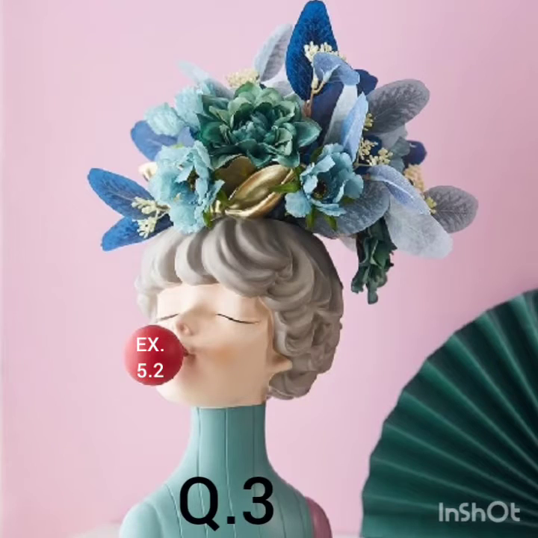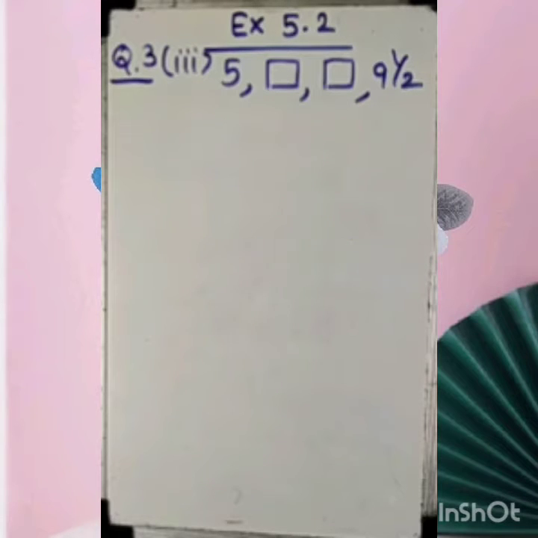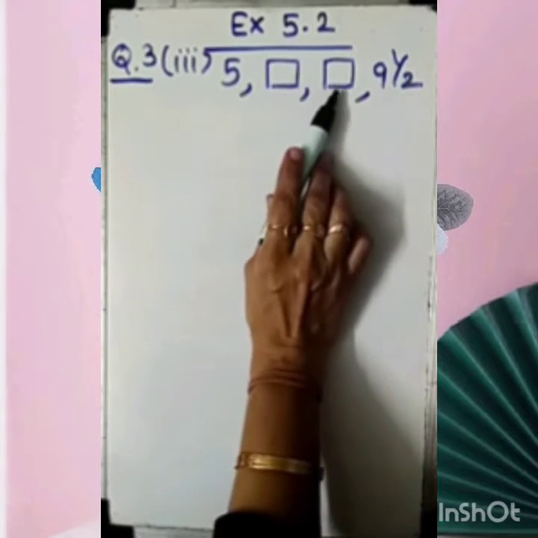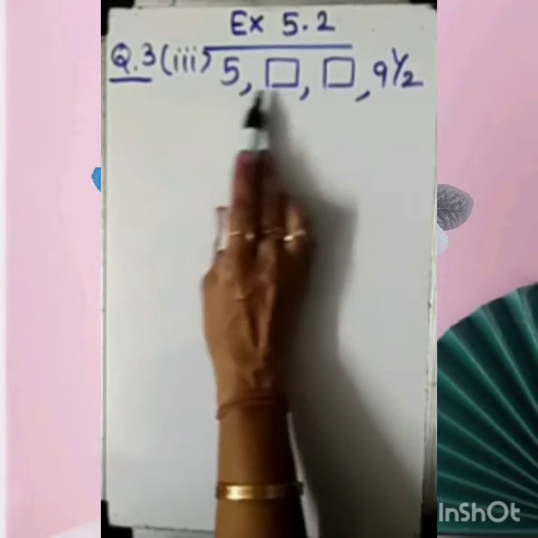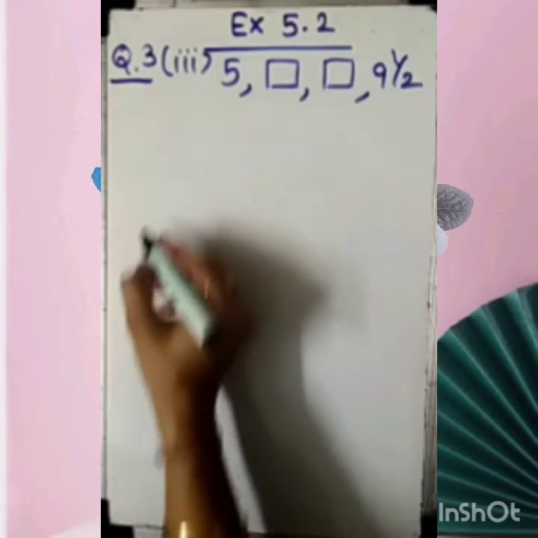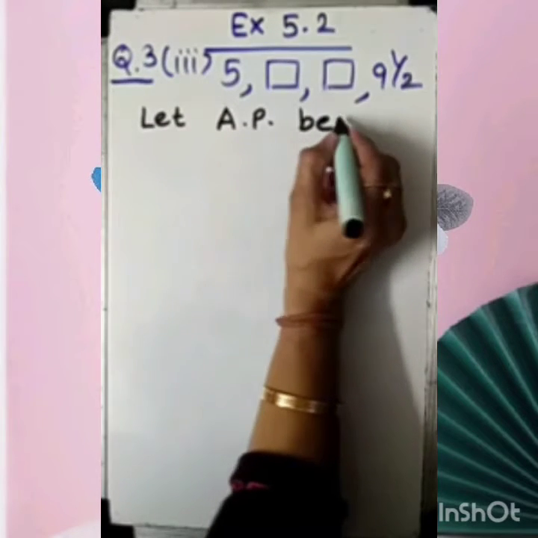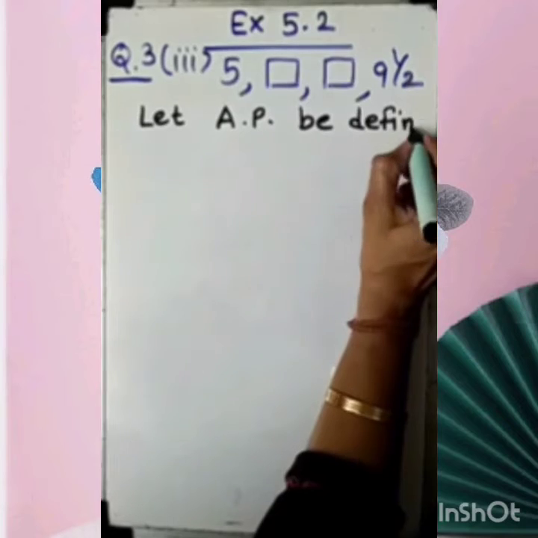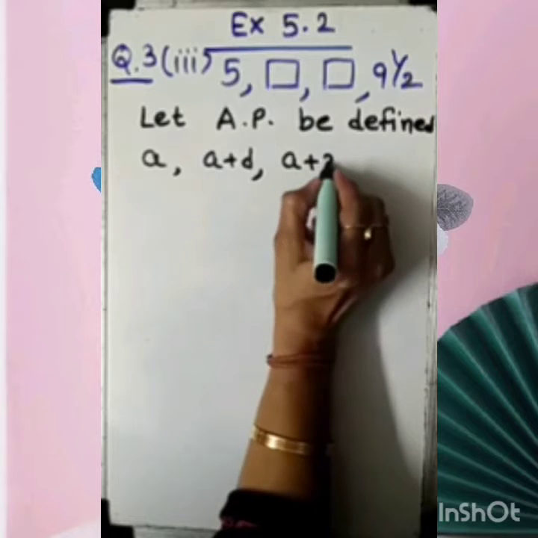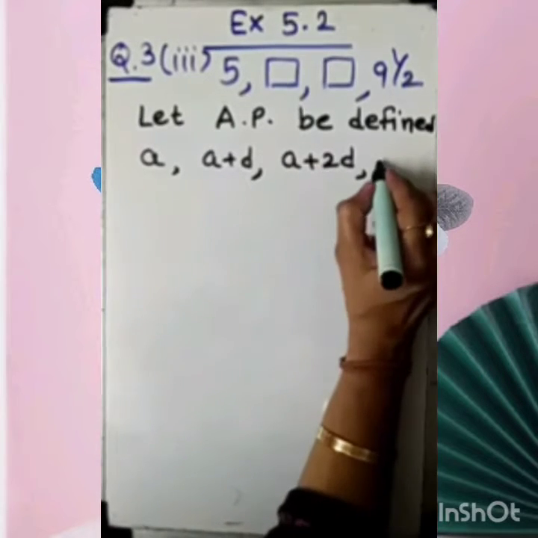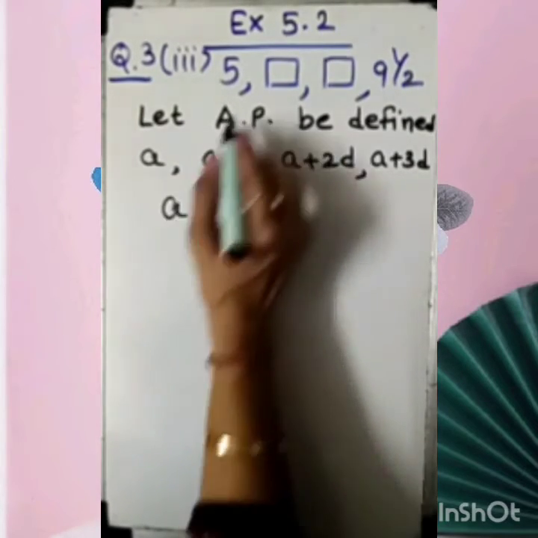So here, exercise 5.2, question number 3, and it's the third part, says 5, then empty. This term is also an empty space, then 9 and 1 half. So total 1, 2, 3, 4 terms are there. As we know, let the AP be defined by A plus D. These four terms we can define with this. If we compare with that, then the value of A equals 5.